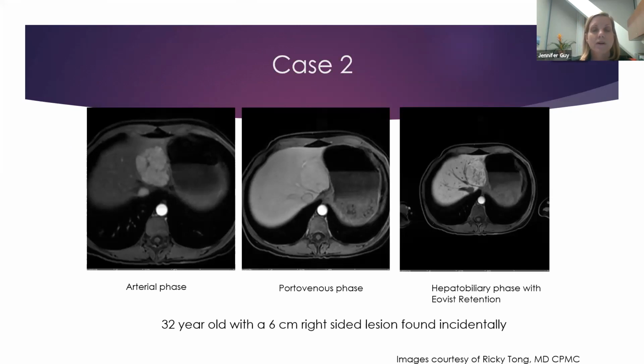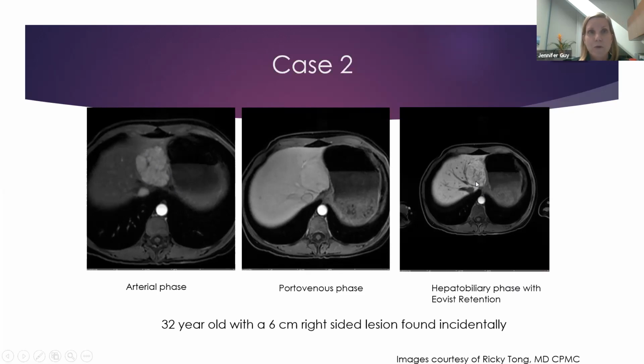And so this was followed up with an MRI, as I'm showing you here. And what you can see is an arterial enhancing lesion, which is homogeneous and a little lobular around the edges. And then as you move into the portal venous and hepatobiliary phase, you see it becomes isointense. And then on the hepatobiliary phase, and this is with hepatobiliary contrast, Eovist, you can see that there is uptake of the lesion, uptake of the contrast, and you can see the lesion as bright.